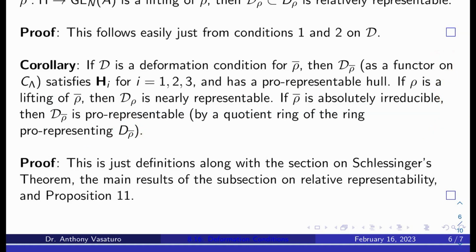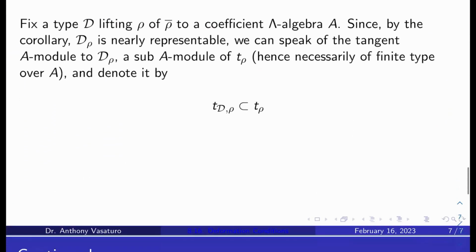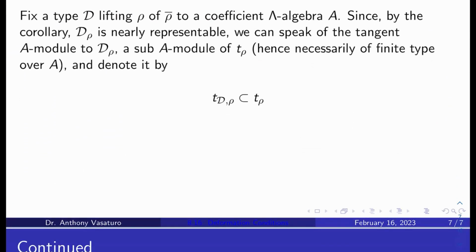Okay. And this is really just definitions along with the information found in the section on Schlesinger's theorem, the main results of the subsection on relative representability, and then proposition 11 from a previous video. Okay, let's bring back the content of the previous video into the picture, the tangent module, the cohomological interpretation of tangent modules.